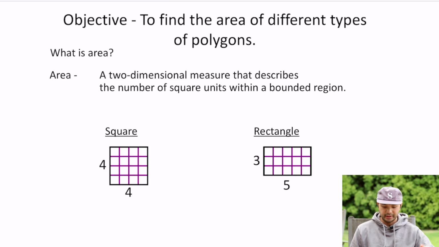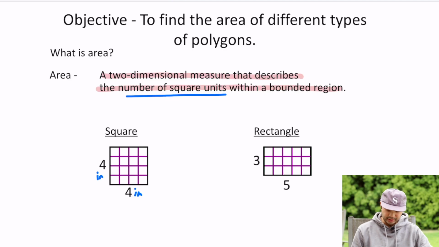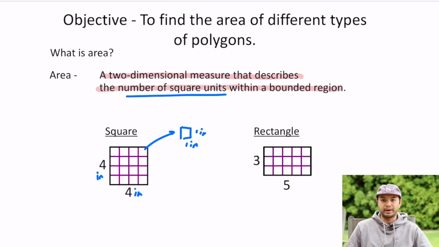So what is area? Area is a two-dimensional measure that describes the number of square units within a bounded region. So exactly what that means: the number of square units. It doesn't say this is 4 inches on this side, or 4 centimeters, or 4 feet. Let's just say it's inches for the sake of it. That means each one of these little squares is 1 inch by 1 inch. So the area is how many 1 inch by 1 inch squares you have in this figure.